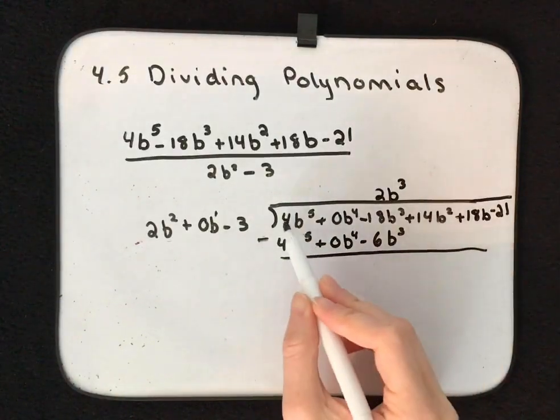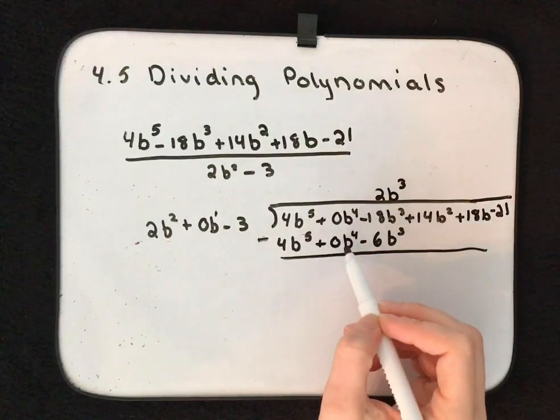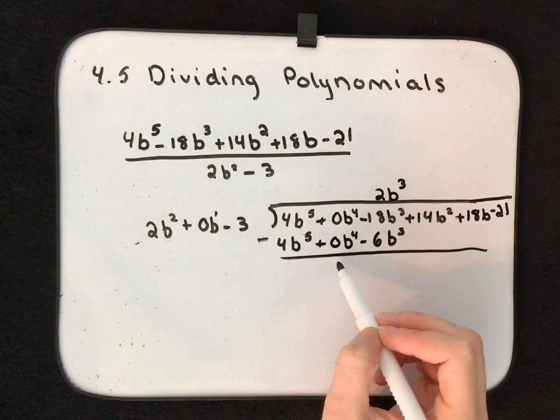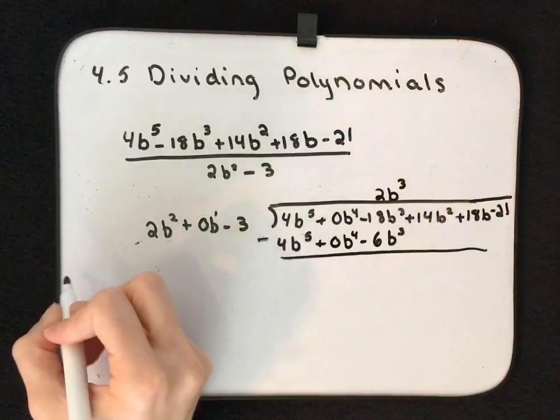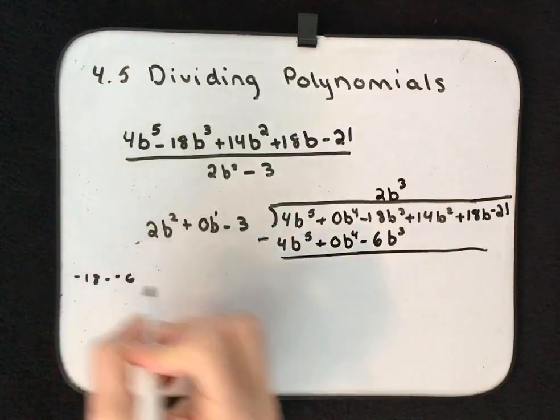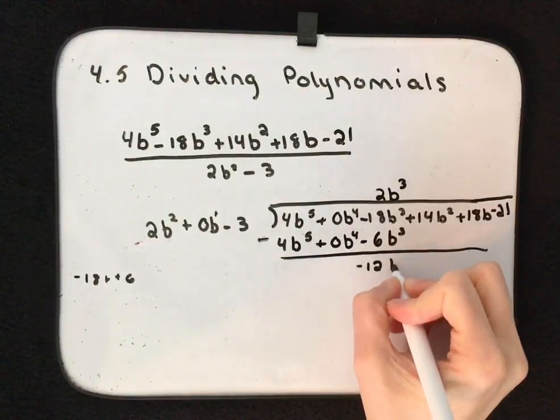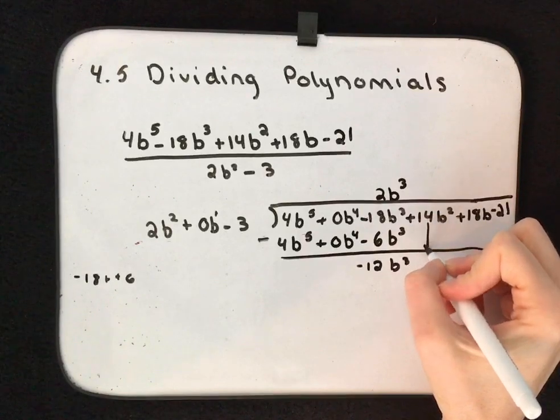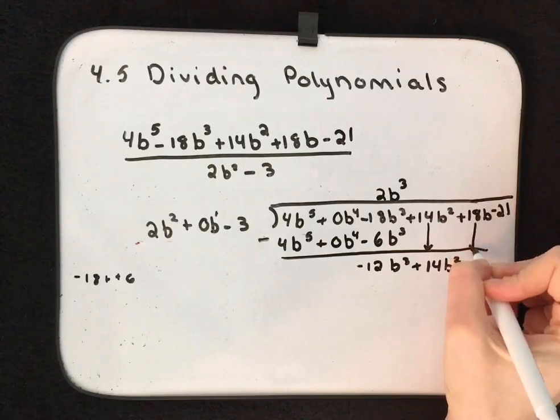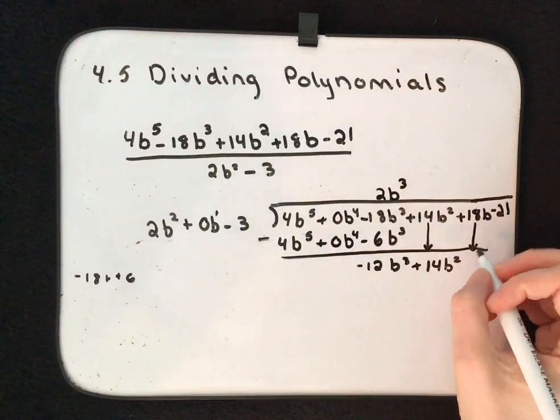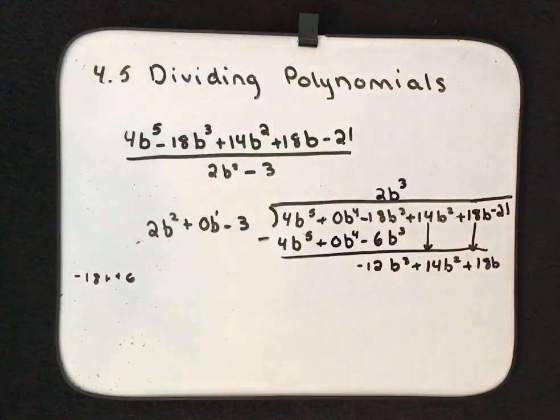So let's simplify down. 4b to the fifth minus 4b to the fifth is 0. 0b to the fourth minus 0b to the fourth is 0. Negative 18b to the third minus negative 6b to the third, so that'll look like this: negative 18 minus negative 6. So add the opposite, and it's going to give us negative 12b to the third. Bring down your next piece, so plus 14b to the second. Bring down your next piece, plus 18b.